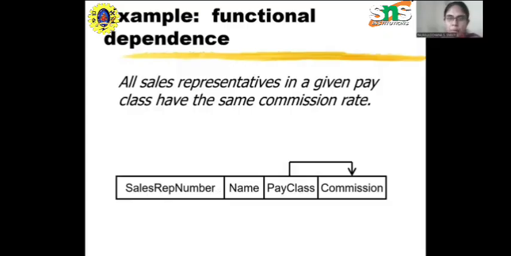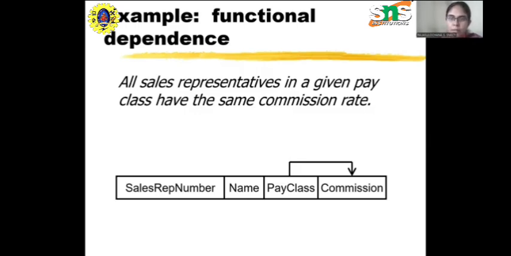So here is an example for what functional dependency is about. So here this is a relation for sales. We have the attributes like sales representative number, name of the salesperson, pay class, and commission he is getting. So all the sales representatives in a given pay scale will have the same commission rate. So this commission rate varies for different pay scales. So for a given pay scale, the commission rate will be same irrespective of who the sales representative is. So commission rate is functionally dependent on pay scale.